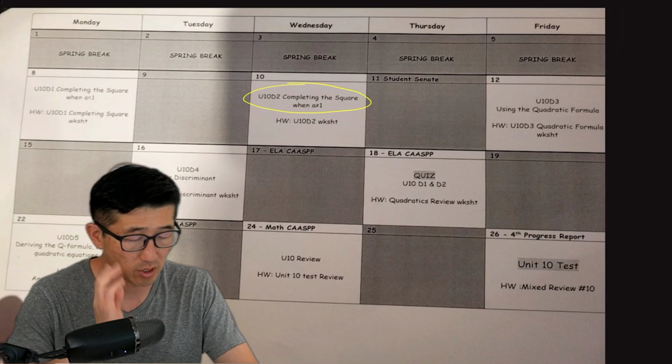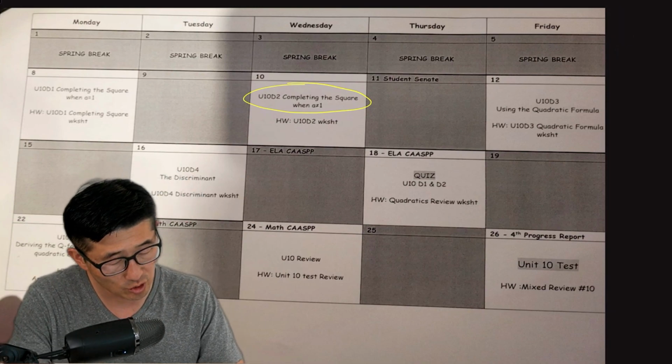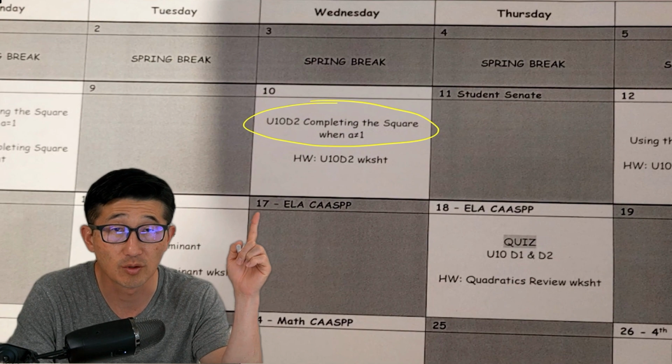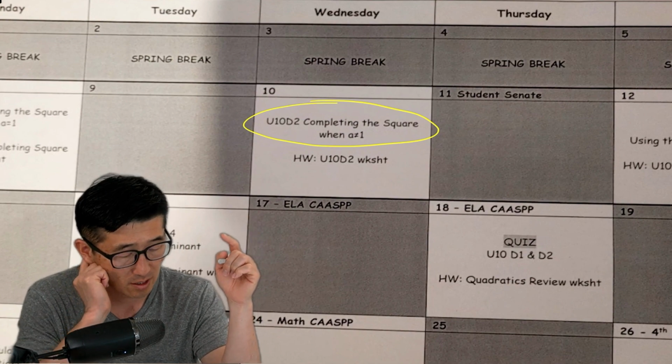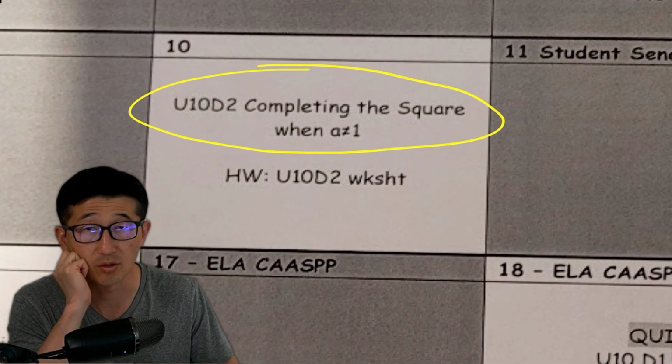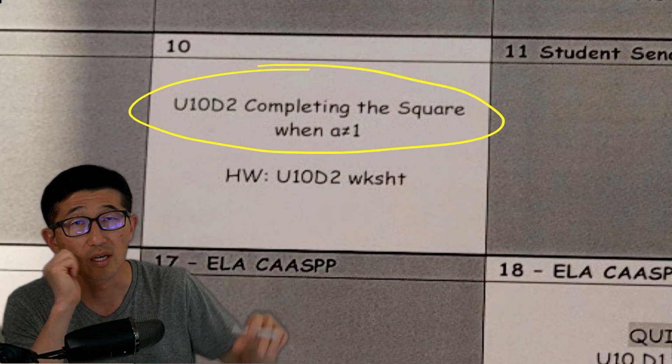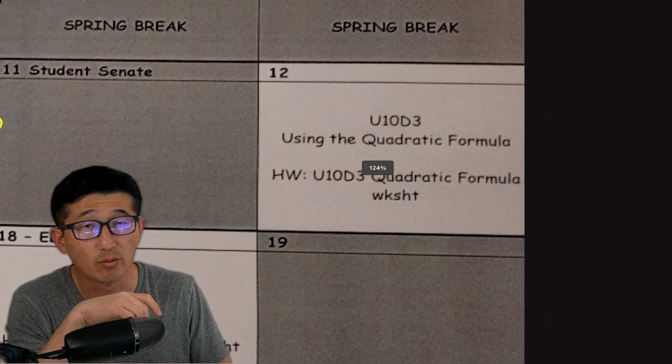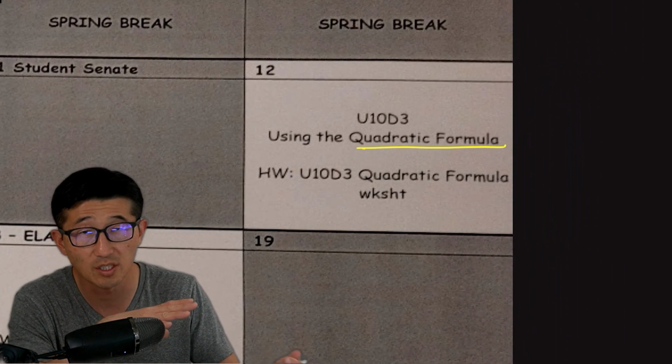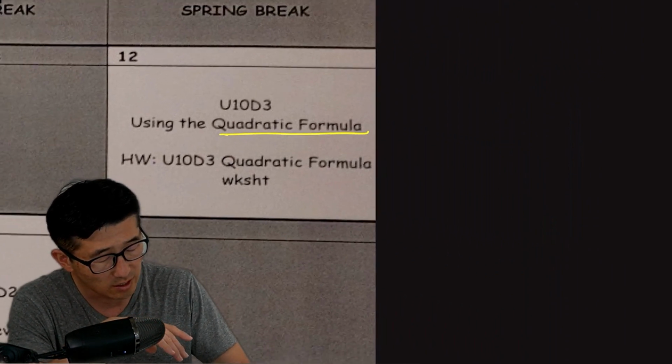This is to help you get on track with what your teacher's doing. Today you should be doing this in class, completing the square when a is not equal to 1. And then on Friday, you're going to be using what we call the quadratic formula. This one's actually pretty easy. You just have to memorize it. It's basically this.